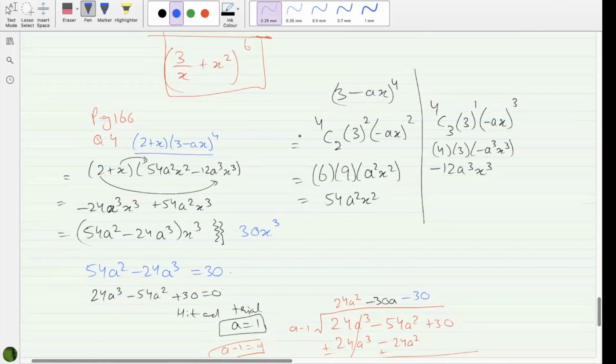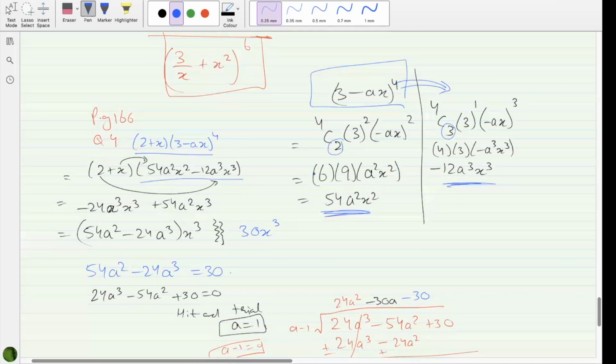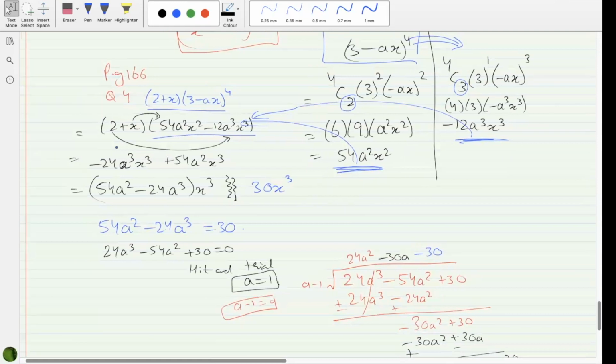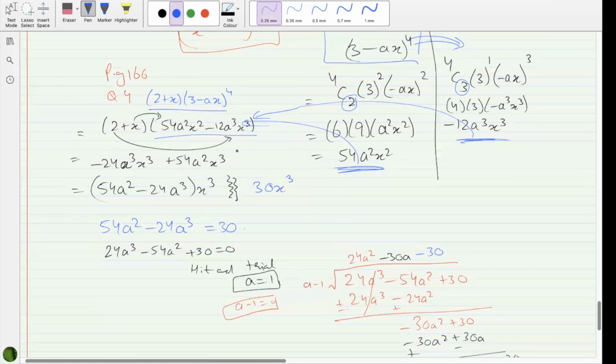Then we come on to this side. We expanded this. When the value of r was 2, that will give us x square. When the value of r is 3, that will give us x cube. So we noted these two, x square and x cube, right in this place. Then we multiply these two to get the final terms of x cube. So 2 is multiplied with minus 12 to get the x cube term, and x is multiplied with the x squared term to get 54a square x cube.